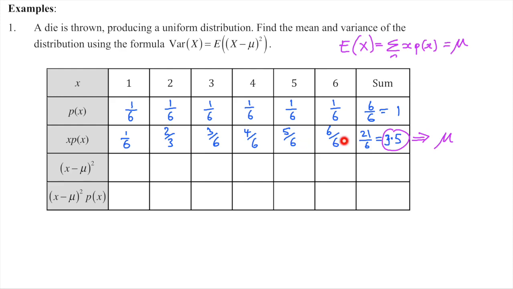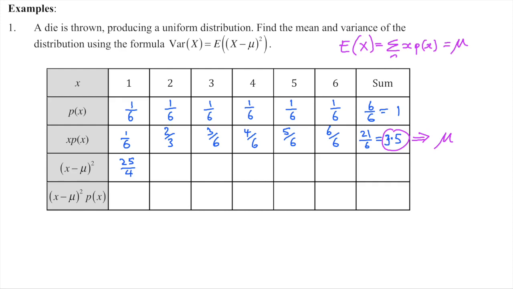The sum of this row here is 21 on 6, or 3.5, so that is mu. Now, the next row here, we want to take an x value, so in the first case it's 1, minus mu, which is always 3.5. So it's 1 take 3.5. Once we get the answer, we then square it. And if you do that, you'll get 25 over 4.